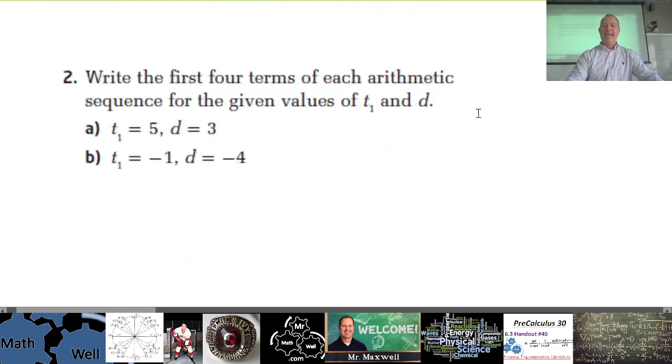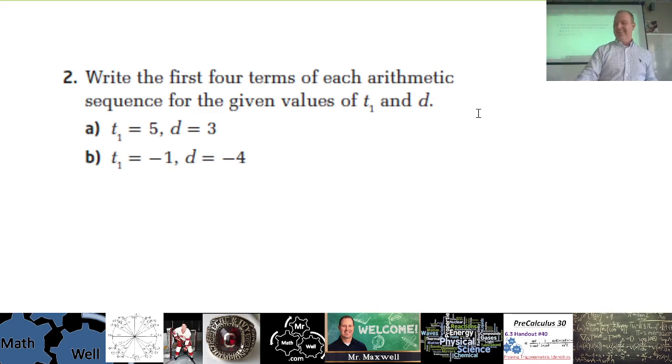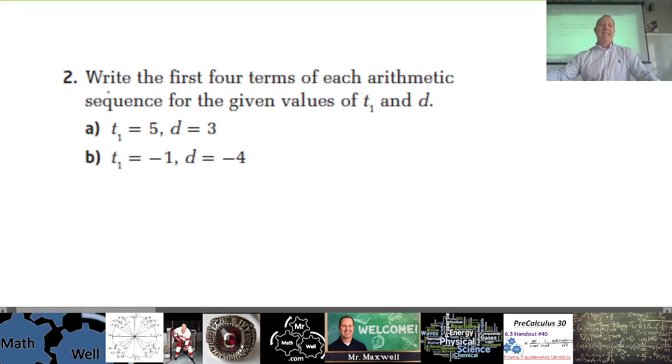Okay, let's do number 2 together. How about if I do the next question in your homework assignment with you? Do you want to do that? Sounds good. All right. Let's do it. Write the first 4 terms of each arithmetic sequence for the given values of T1 and D. Okay, this isn't hard either. T1 is the first term.